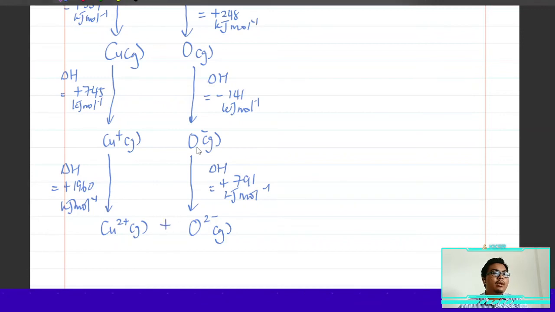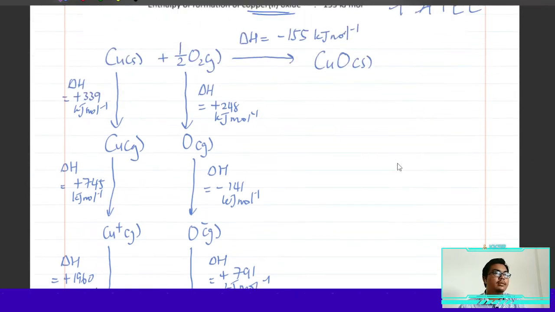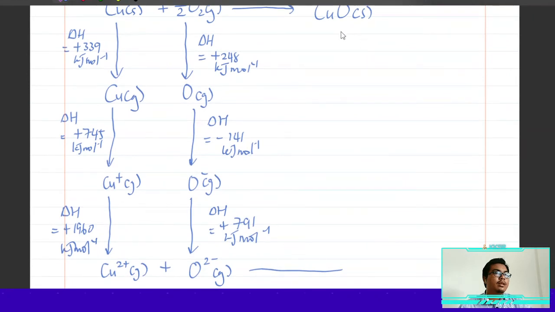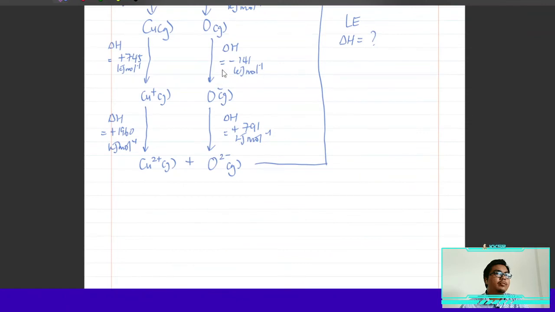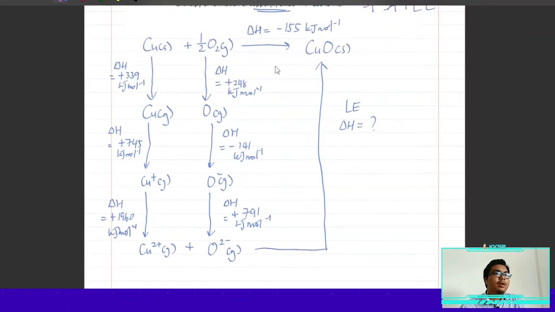Okay. So now we combine them all sampai dekat bahagian Cu2 plus tambah O2 negatif. Kita tarik dia ke atas. Like this. So this is our lattice energy yang kita nak cari. Delta H value is unknown, kita tak tahu. Okay. So let me just make it smaller for you to see better.